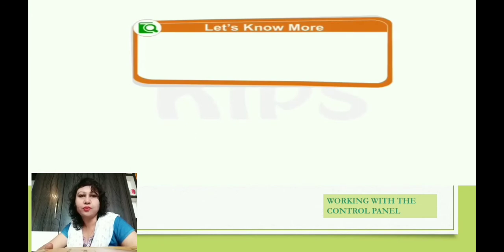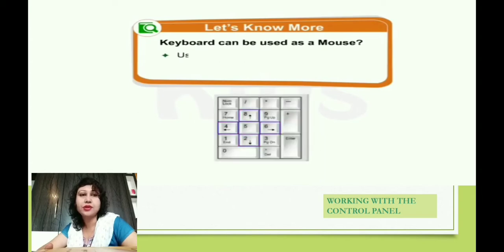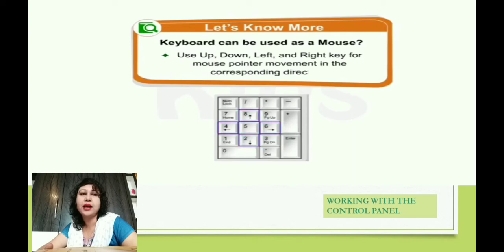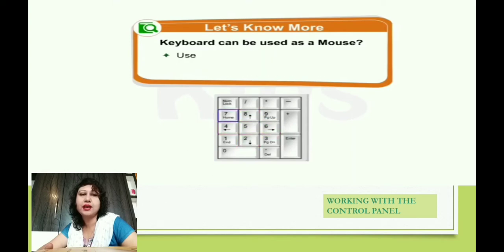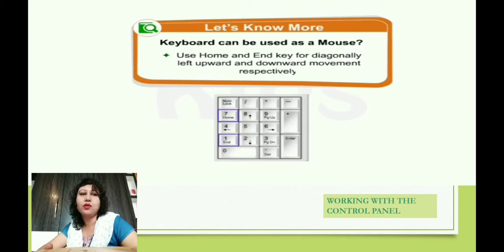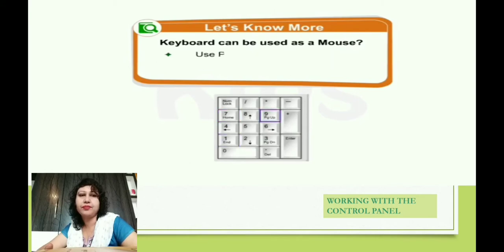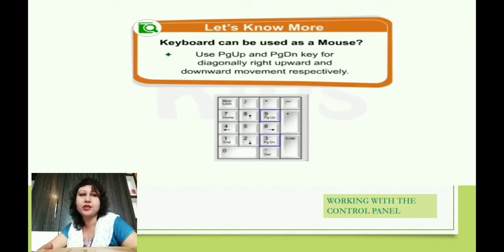So let's know more. The keyboard can be used as a mouse. How can the keyboard be used as a mouse? By using the numeric keypad. Use up, down, left and right keys for mouse pointer movement in the corresponding direction. As you can see, you can use the home and the end keys for diagonally left, upward and downward movement respectively. You can use the page up and page down keys for diagonally right, upward and downward movement respectively.